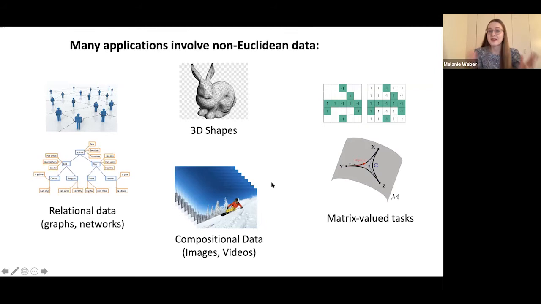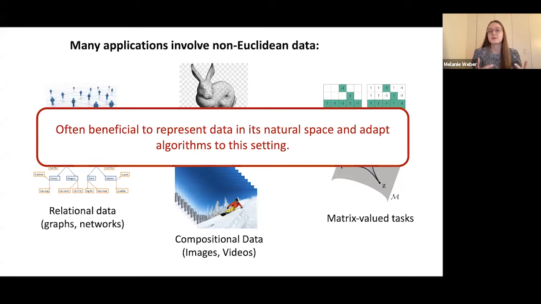And then finally, we encounter in many machine learning methods subroutines that are matrix valued, so where we are working with matrices. And in all these cases, there are usually ways of representing the data in a classical Euclidean setting and then performing the downstream analysis in those spaces. But instead, we could also represent the data in a space that is more naturally aligned with its intrinsic geometry and then adapt our algorithms to those geometric settings. And we will see throughout the talk that this can be very beneficial.